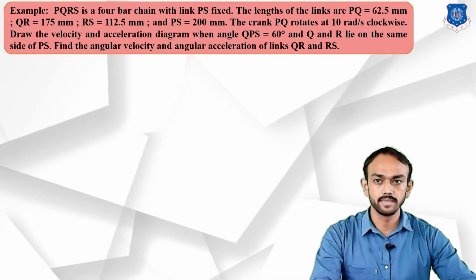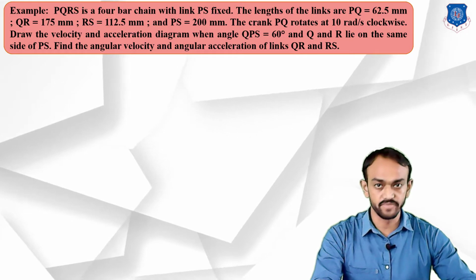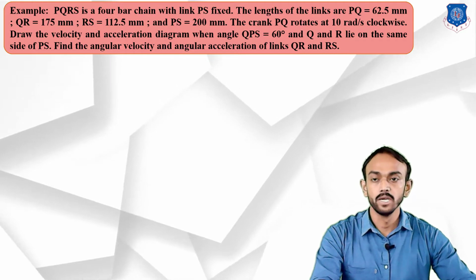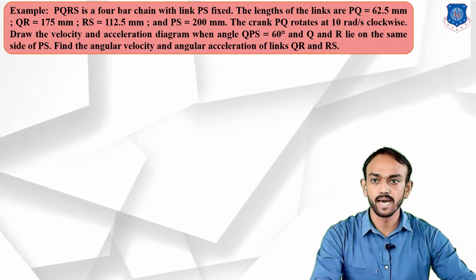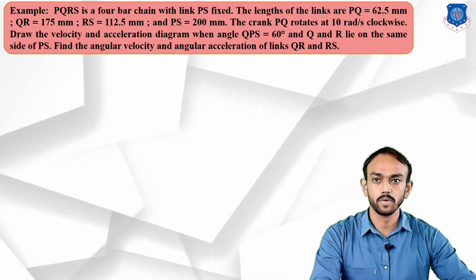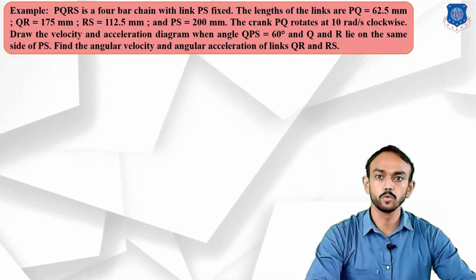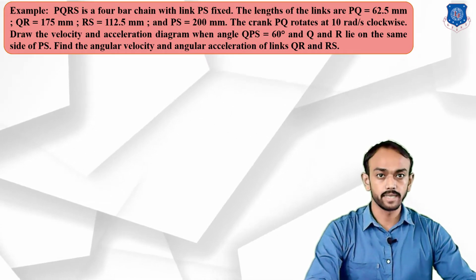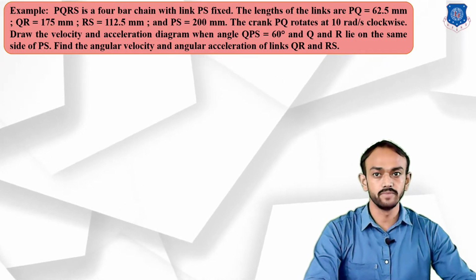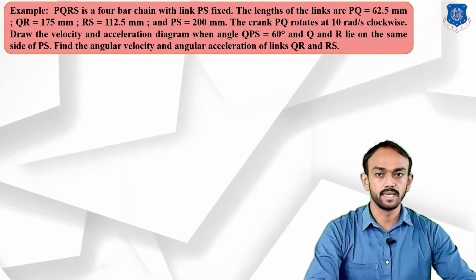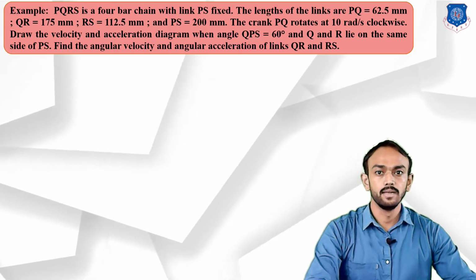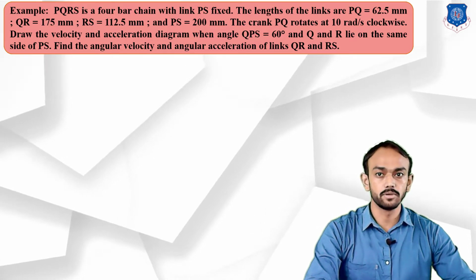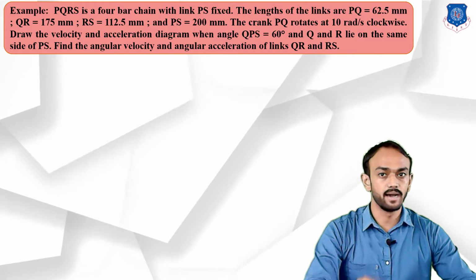PQRS is a 4-bar chain with the link PS fixed, and the lengths of the links are PQ equal to 62.5 mm, QR equal to 175 mm, RS equal to 112.5 mm and PS equal to 200 mm. The crank PQ rotates at 10 radian per second in the clockwise direction. Draw the velocity and acceleration diagram when angle QPS is 60 degrees and Q and R lie on the same side of PS. Find the angular velocity and acceleration of links QR and RS.